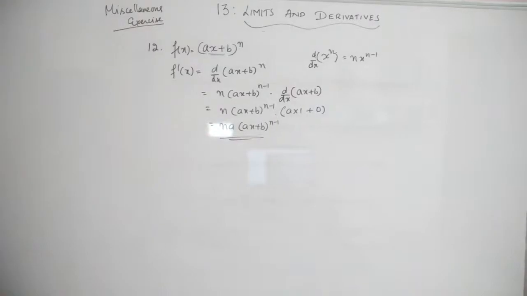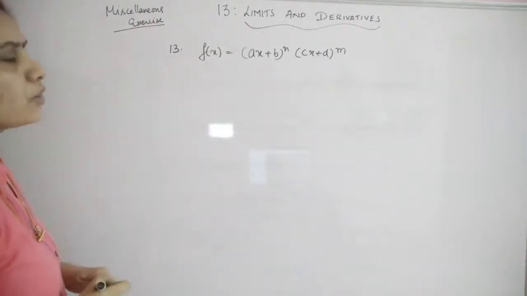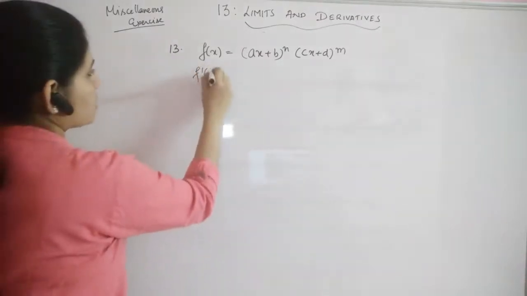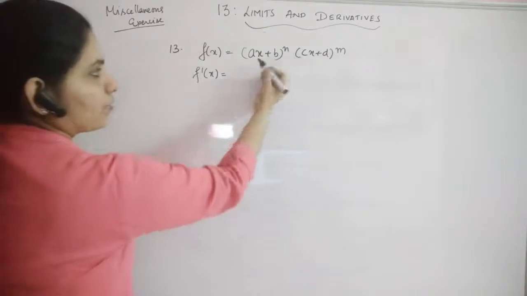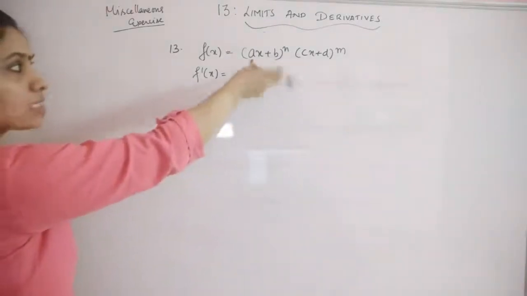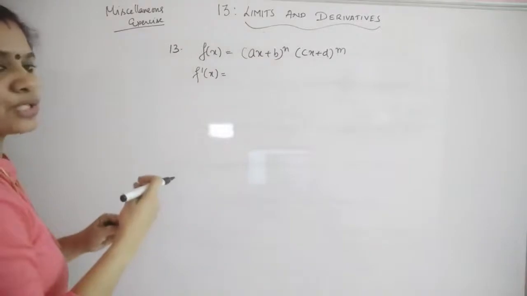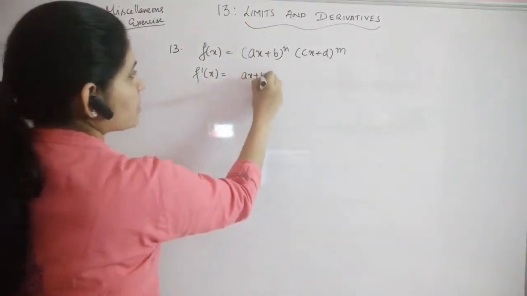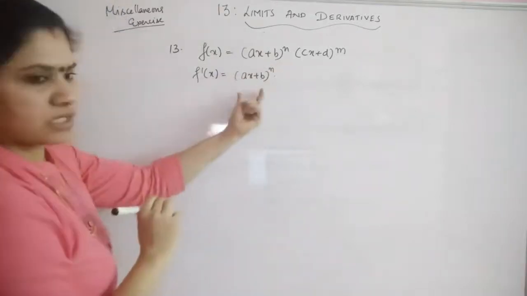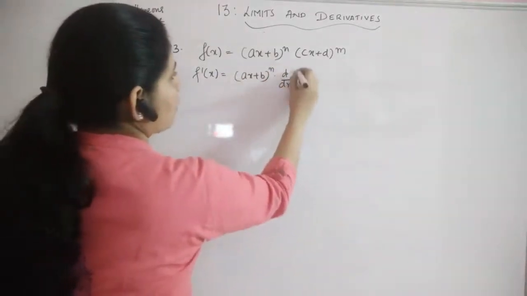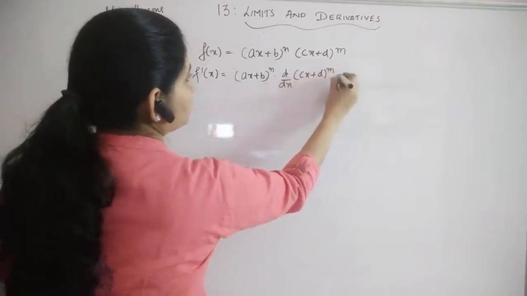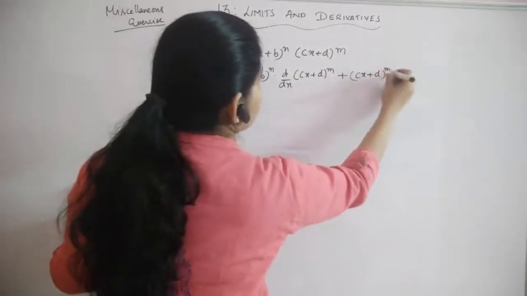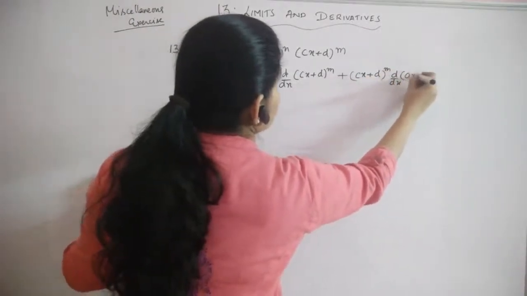Okay. The question is f of x equal to ax plus b the whole raised to n into cx plus d the whole raised to m. So f dash of x will be, you have to use your product rule, as well as since this power is there, you have to use the chain rule also. Okay, so first how the product rule works is ax plus b the whole raised to n, that is first term, into derivative of the second term plus second term into derivative of first term.